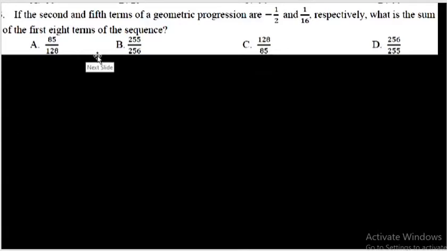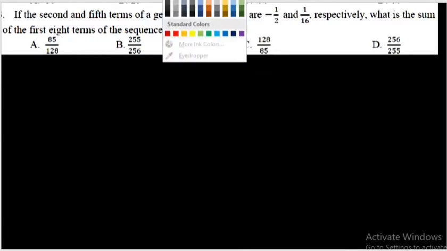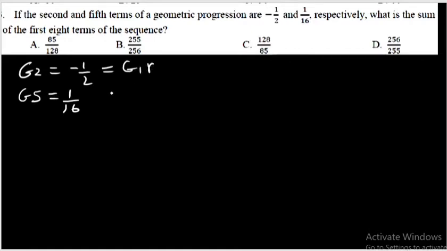The next question: if the second and fifth terms of a geometric sequence, g2 and g5, are given, the second term is negative 1 over 2 and the fifth term is 1 over 16. But don't forget, g2 is the same as g1 times r, and g5 is equal to g1 times r the power of 4, because the formula for gn is equal to g1 times r the power of n minus 1.